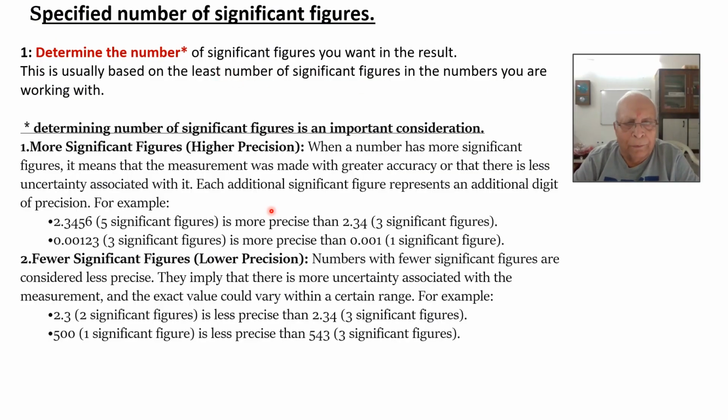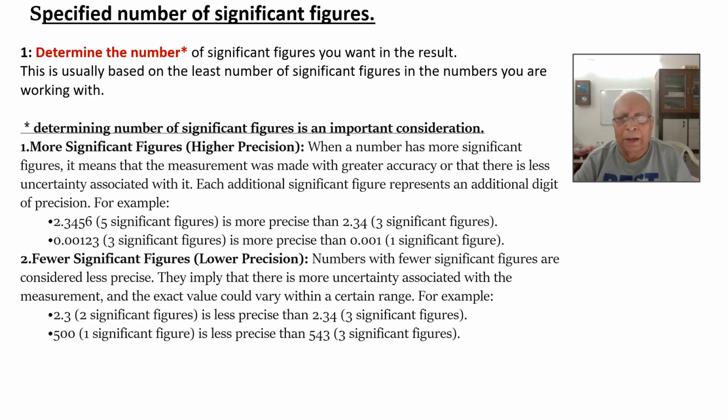Specified number of significant figures. This is very important. First thing is you are required to determine the number of significant figures we need to maintain precision that serves our purpose. We cannot have so many significant figures, although the precision is higher. We have to limit it. So that's there with certain example. For example, 2.3456 has 5 significant figures. We can convert it to 2.34, 3 significant figures. Fewer significant figures, lower precision.